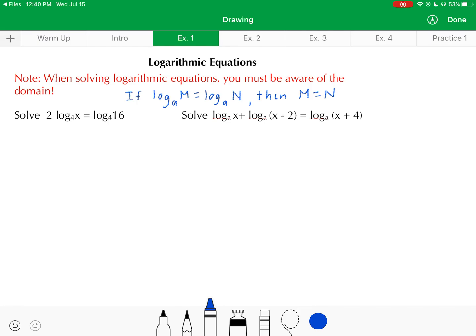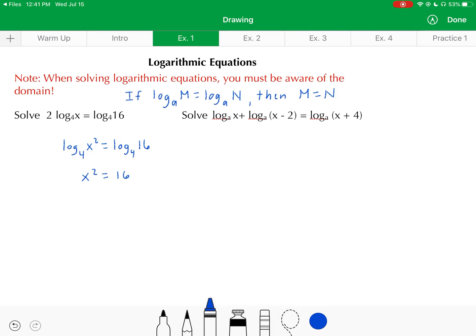So for the equation over on the left-hand side here, 2 times log base 4 of x is equal to log base 4 of 16. What I'm going to do here is use my power property of logarithms on the left side, and I'm going to make this log base 4 of x squared equals log base 4 of 16. Once I'm here, I can use the property written above and just set the arguments of x squared and 16 equal to each other.